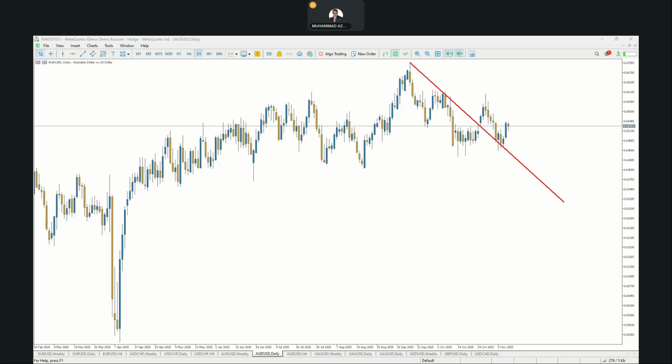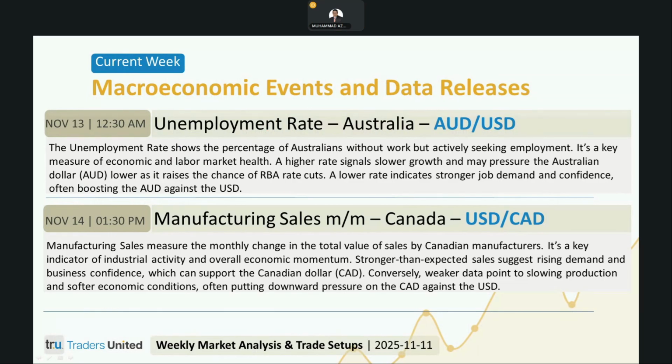Now, let me discuss potential market scenario. Let's say we get a number which is less than 4.3%, then it means stronger labor market, and AUD USD currency pair is probably going to rise up more, and traders may buy the AUD USD, pushing the pair higher. And let's say we get a 4.4% number which matches the forecast, then expect a muted reaction, market is probably going to move sideways.